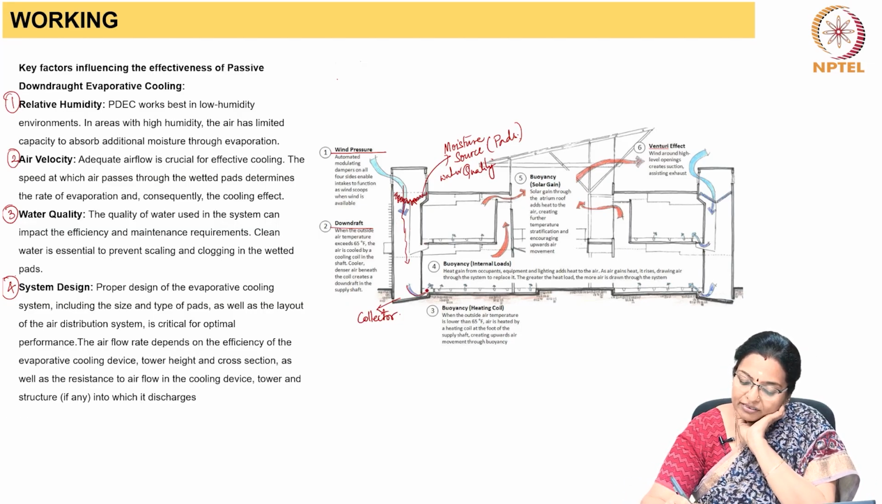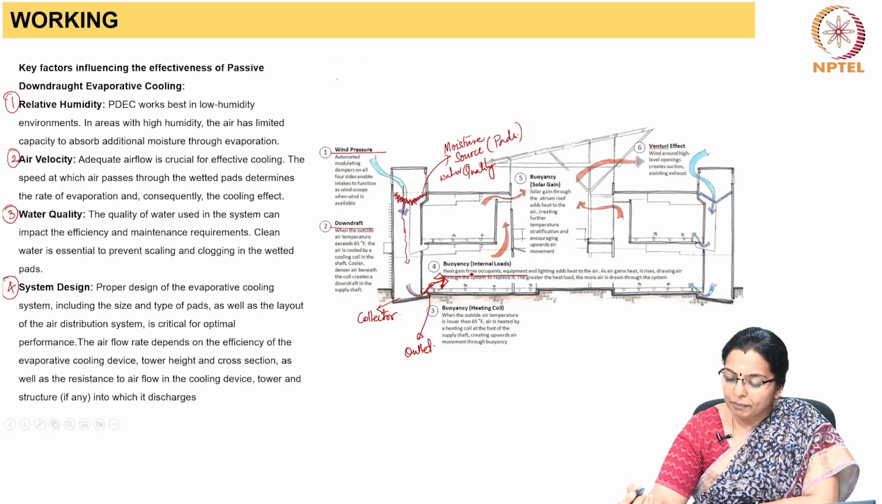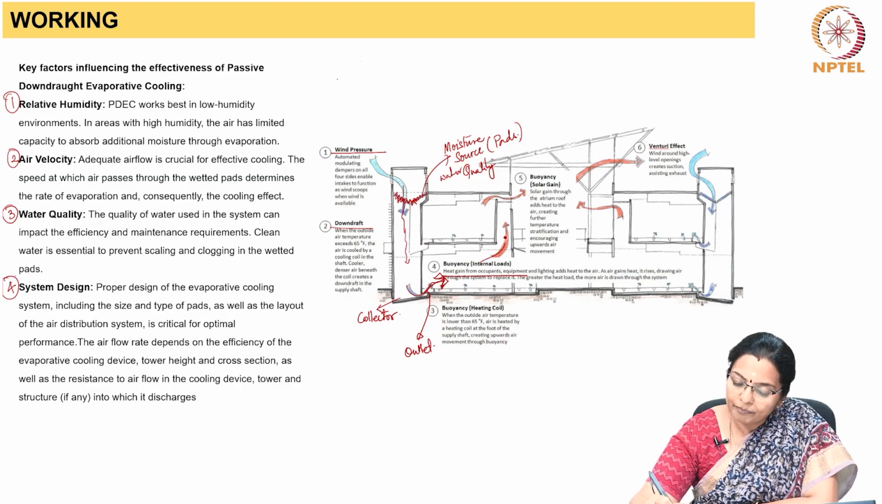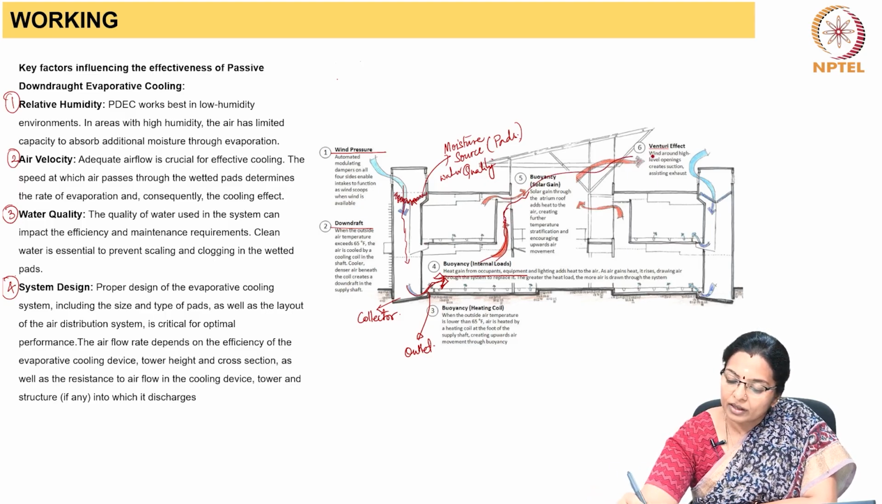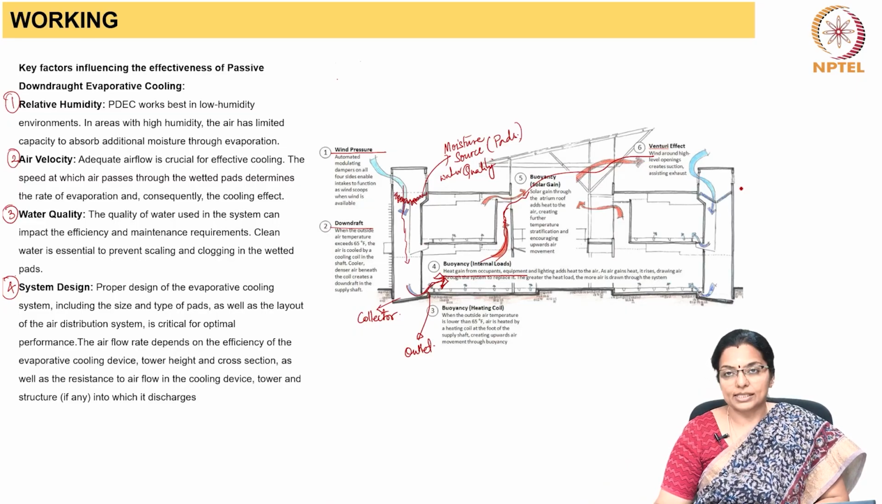The air becomes heavy and there has to be an outlet. From the outlet, the air gets in. Because of the heat gain from occupants or people or equipment and lighting loads, the air becomes warm, and there has to be a provision for this warm air to escape. And this is the process and working of a PDEC.